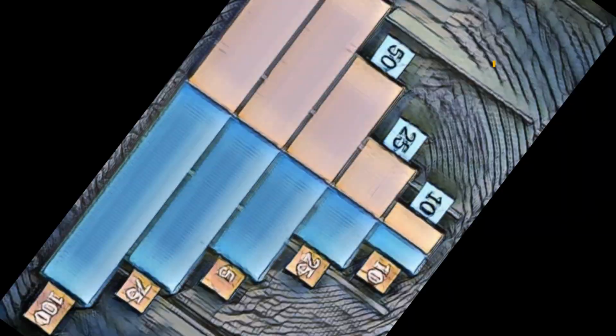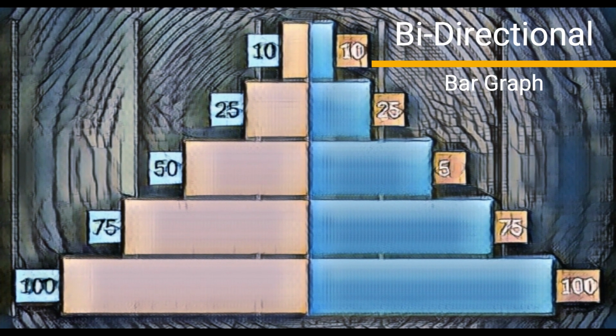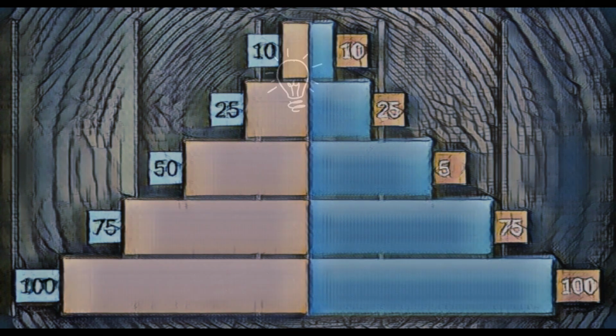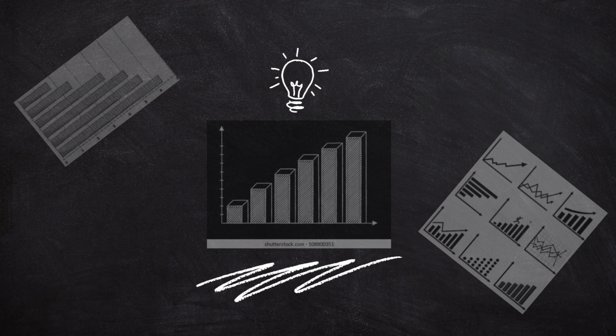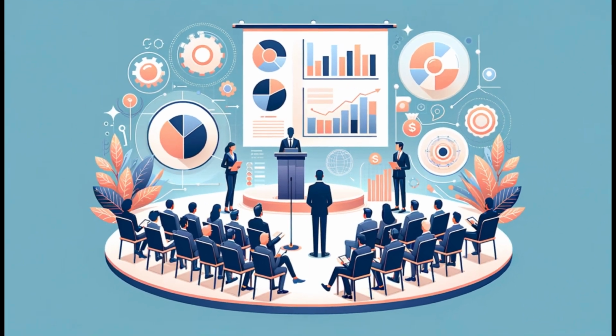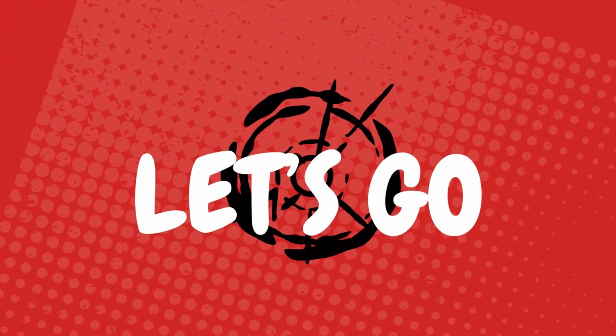In this video, we will learn how to create a bidirectional bar graph, which is not typically available as a default option in MS Excel. While we often use traditional bar and column graphs for data comparison, this third type can enhance our presentation. Let's get into our session.